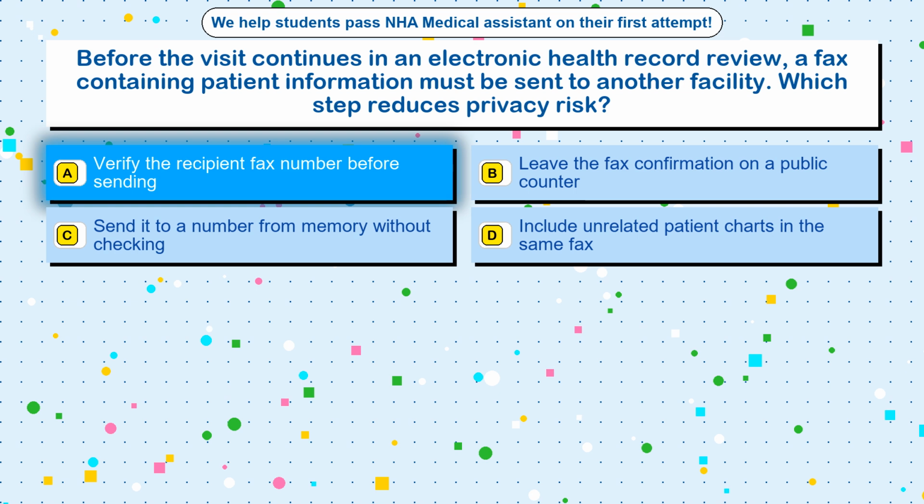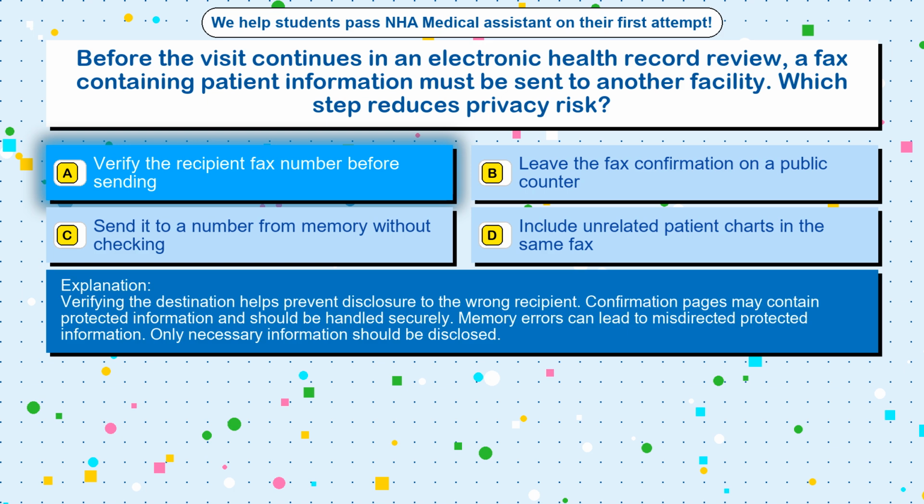The correct answer is option A. Verify the recipient fax number before sending. Verifying the destination helps prevent disclosure to the wrong recipient. Confirmation pages may contain protected information and should be handled securely. Memory errors can lead to misdirected protected information. Only necessary information should be disclosed.